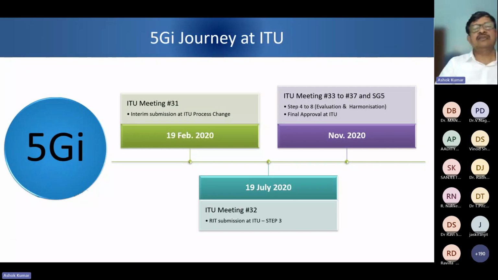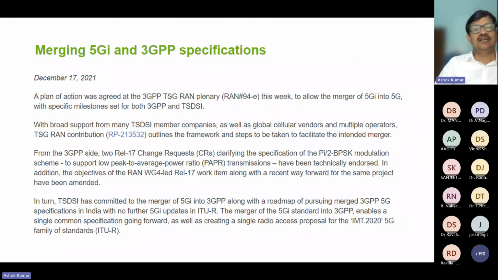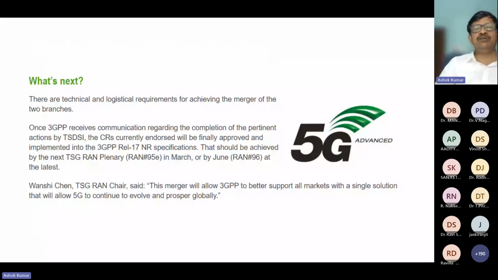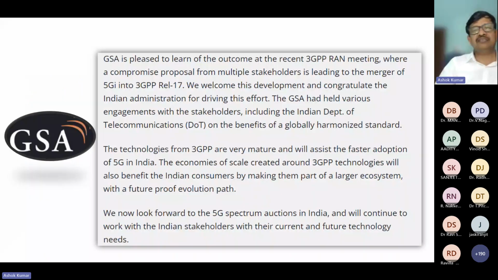So these are the dates showing how our journey at ITU proceeded. In their meetings like meeting 31, we submitted, then meetings 33, 37, evolution, harmonization, and finally approval happened on 19 July 2022. So that became part of the ITU standard. And later on, this merged into release 17. This is a press clipping of 3GPP, and everyone became happy that yes, this is part of release 17. Even GSA in their press release said that now we have a single world standard, and this will help develop the ecosystem in a good way.